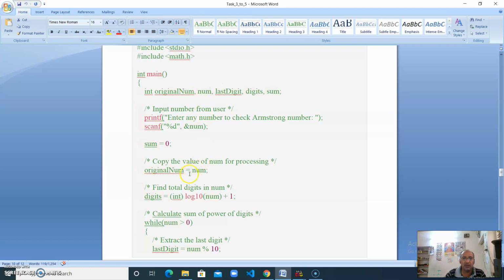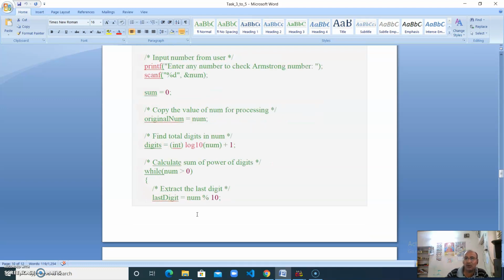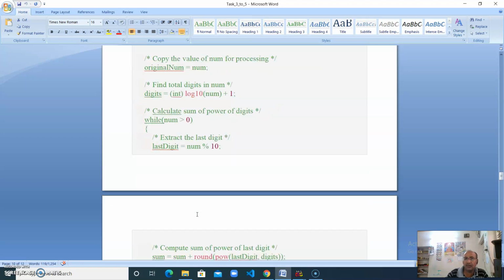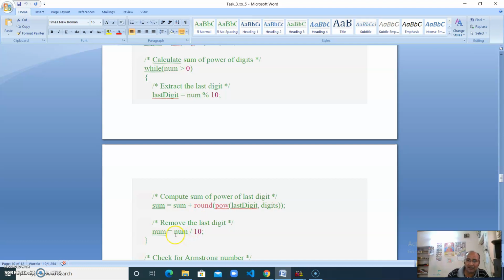Sum equals 0. Original number equals num. Digits equals int of log10 of num plus 1. Now calculate the sum of the power of digits while num is greater than or equal to 0. Extract the last digit: last digit equals num modulus 10. Sum equals sum plus round of power of last digit comma digits. Next, remove the last digit: num equals num divided by 10.